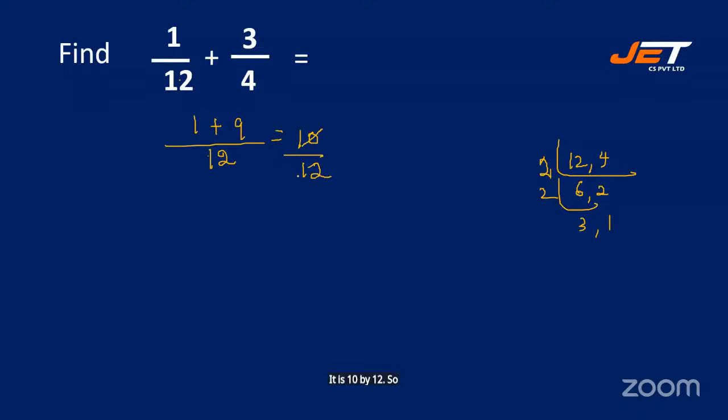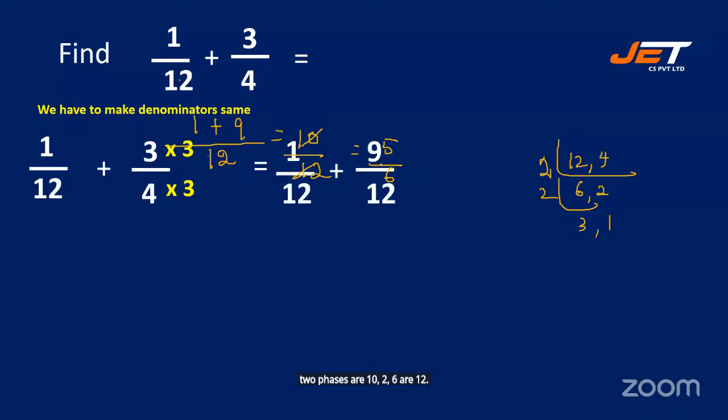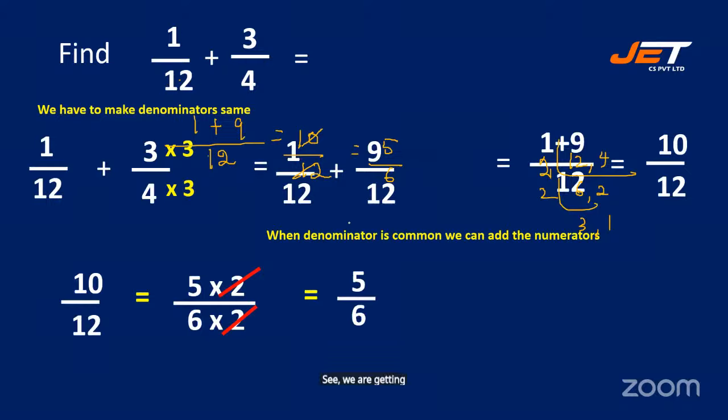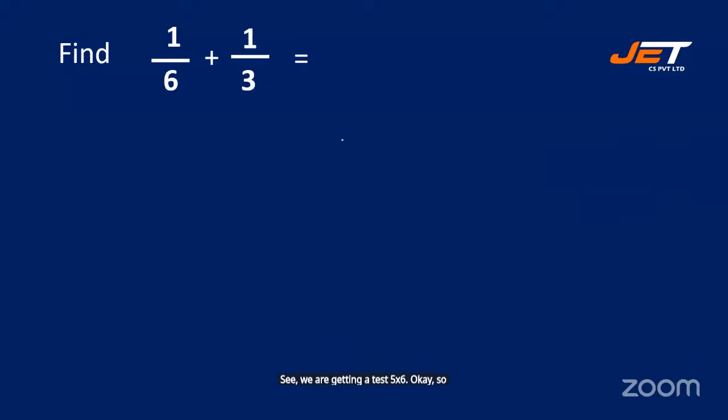So we can further simplify this. 2 5s are 10, 2 6s are 12. See, we are getting it as 5 by 6. Okay, students? Right. Now see the next question. Find 1 by 6 plus 1 by 3. Can you give the simplified answers? Let me see how many of you are giving.